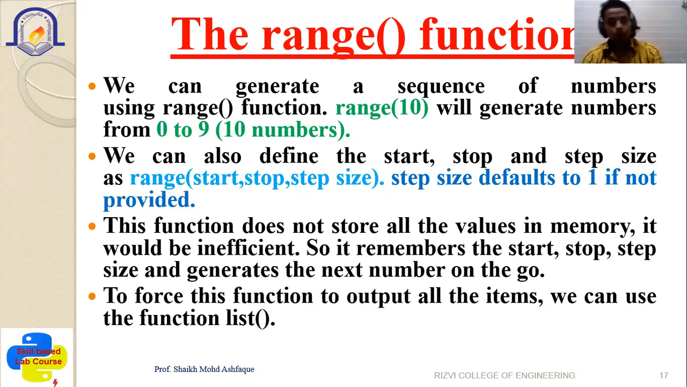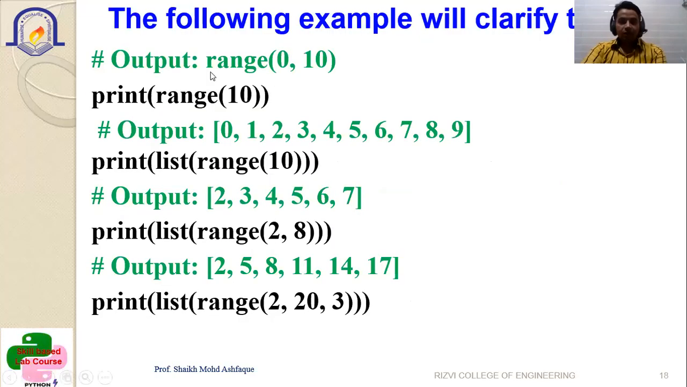So if you are writing print range of 10, it will display the values from 0 to 10, right? If you want to create a list with the help of the range function, you can write print list range 10. So it will create a list like this one. Here you can see the output: 0, 1, 2, 3, 4, 5, 6, 7, 8, 9. So the list will be created.